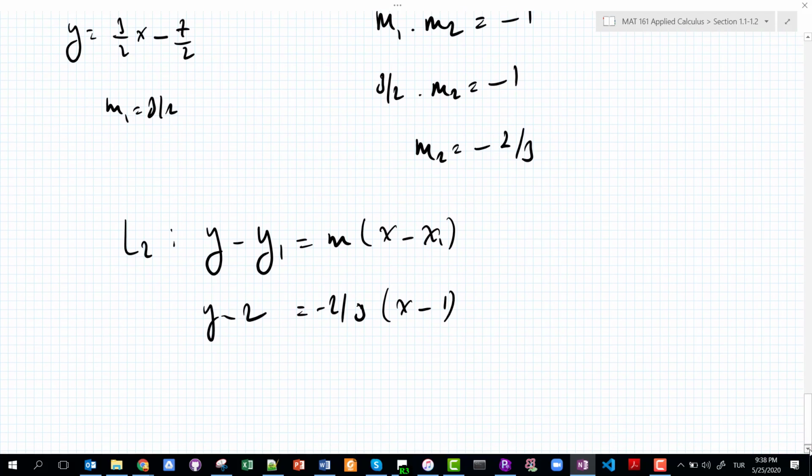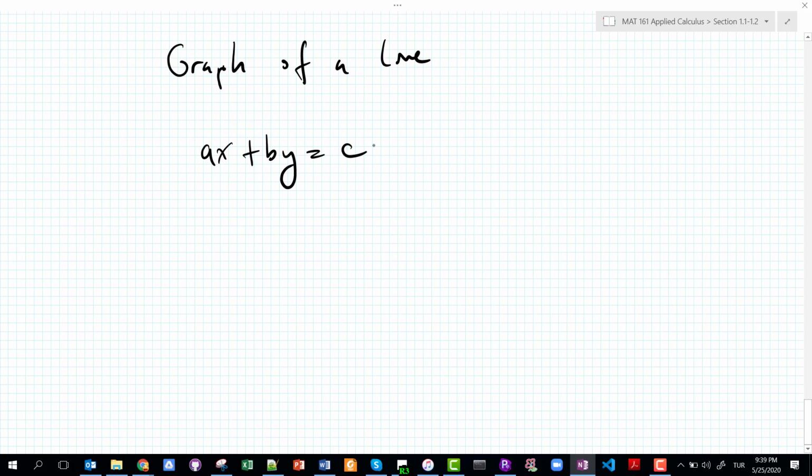The last topic I want to talk about is the graph. How could we graph any given line? Let's write down the line equation: ax plus by is equal to c. You can put this into the slope-intercept form or another form, it doesn't matter, but I would like to use it this way most of the time, since you're going to see this form as well. And the simplest way to graph a line is this one, guys.